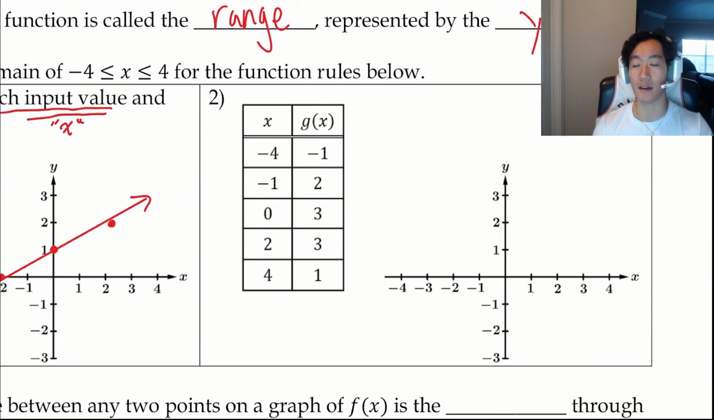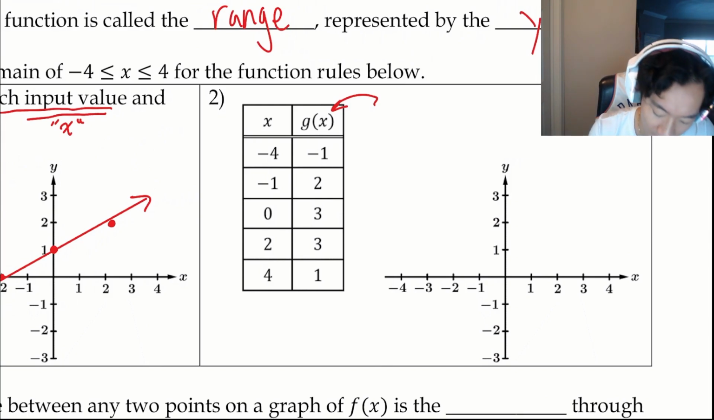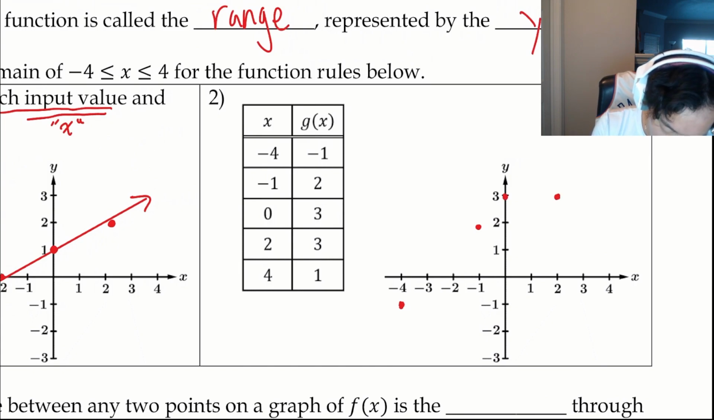Now we're given a table to represent this function named g, or g of x, right? So we're just going to take some time and graph the points and connect the dots if we can, if it seems like it's a continuous function. If not, we'll leave the points as is, because really this function is not exactly described to be connected quite yet, but we'll graph it anyways. So I have -4, -1, so there should be a point there. -1, 2, 0, 3, 2 comma 3, and then 4 comma 1.